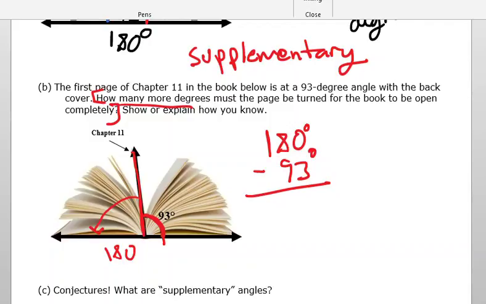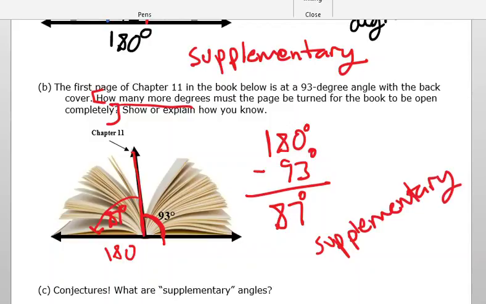And I would need to go 87 more degrees, okay? So if this is 93 degrees here, I have to go 87 more degrees. That'll get me to 180. And again, this is supplementary. These are two adjacent angles that are supplementary. All right.